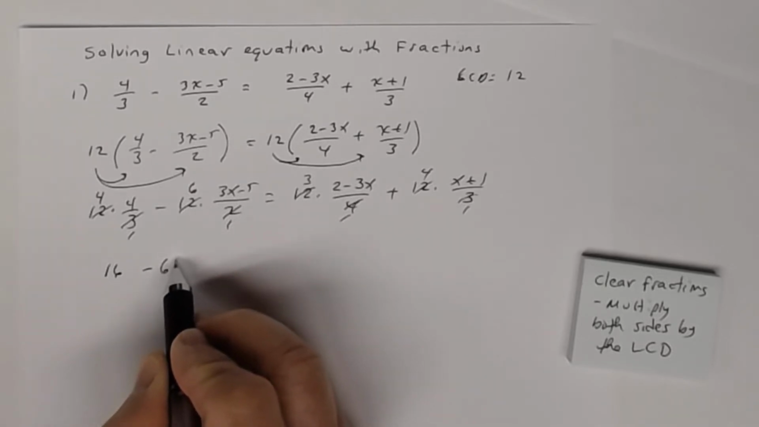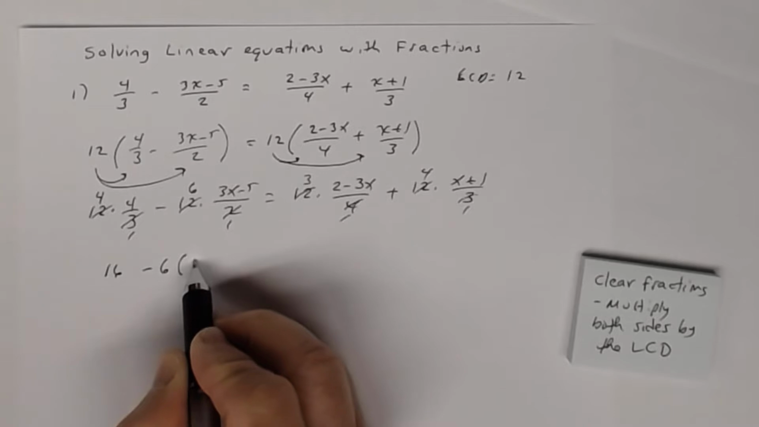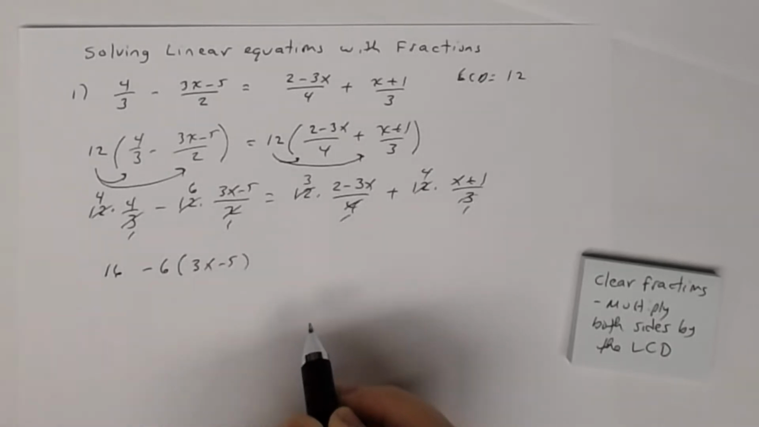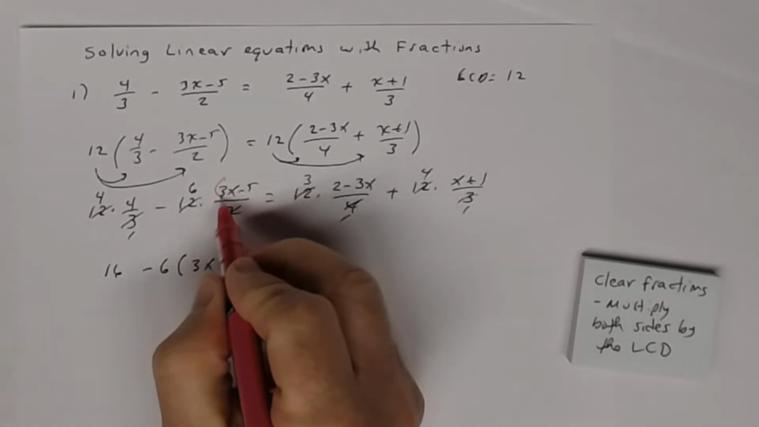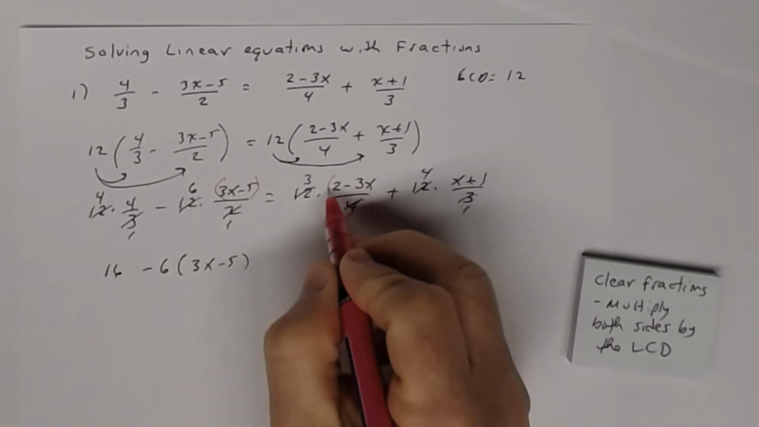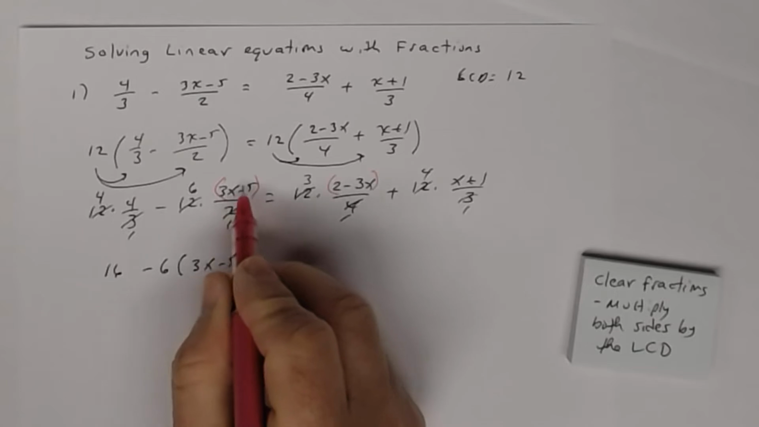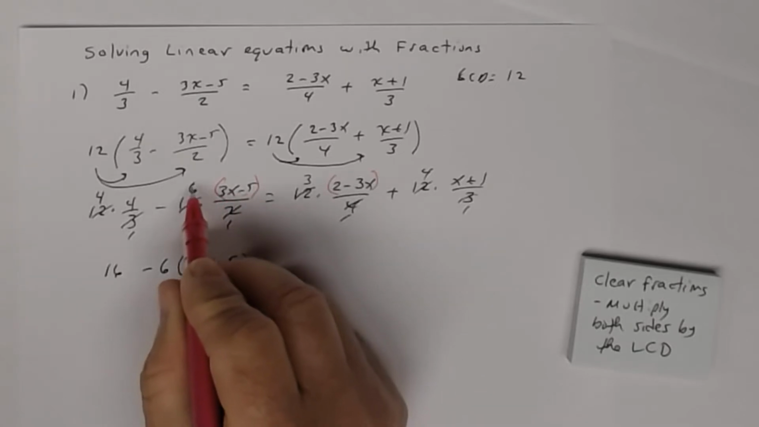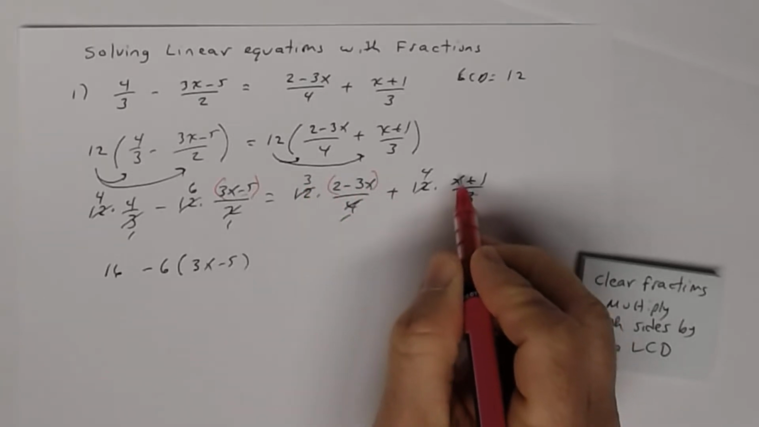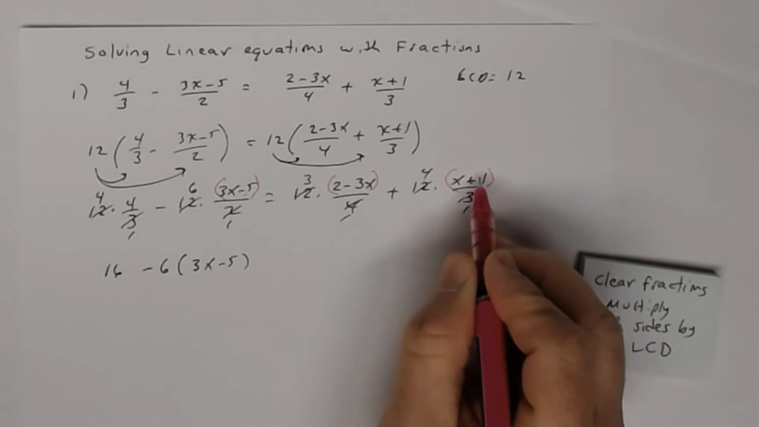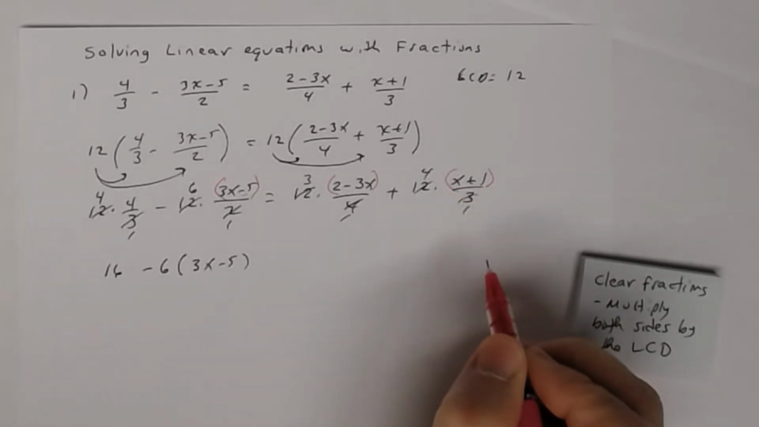Just to be on the safe side, you need to say minus 6 times, in parentheses, 3x minus 5. So what you may want to have done first is to possibly, right here, put that in parentheses right away, just like this. So every term inside that's in the numerator has to be multiplied by the 6. Every term that's inside the numerator has to be multiplied by 3. Every term that's in that numerator has to be multiplied by 4.